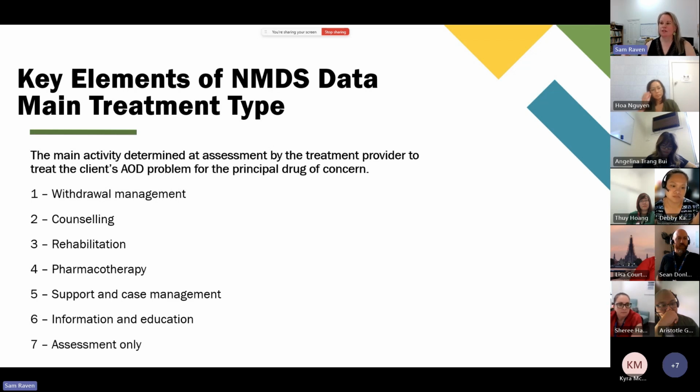You can also record secondary treatment types, but the main treatment type is kind of the reason. That's often defined by your funding. So if you've got funding to provide outpatient counselling, then the vast majority of your clients will be number 2 treatment type.